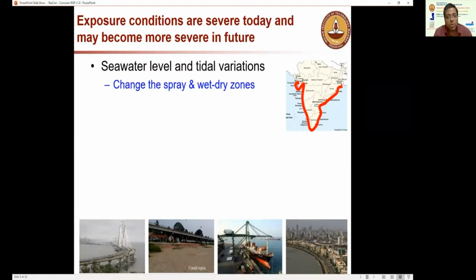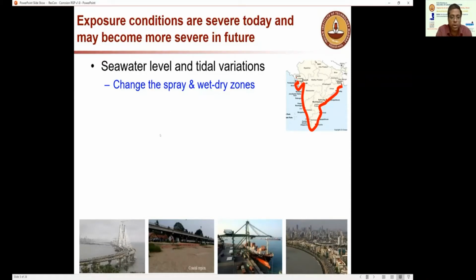Now, what are the exposure conditions? They are very severe today and may become more severe in future. Seawater level might rise, and there will be tidal variations which may cause changes in the spray and wet-dry zones on the concrete elements.